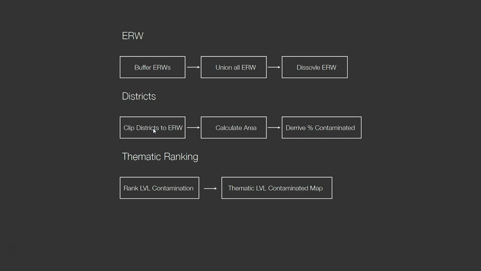Once it's in specific districts, we're going to calculate the area per district, and we're going to derive the percentage that's contaminated per district. And then once we have that percentage number, we're simply going to rank it. We're going to say it's either high, a medium or middle value, low, or no contamination whatsoever, and we're going to produce a thematic map once we actually have that ranking established within our attribute table.